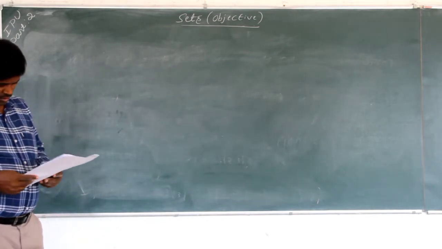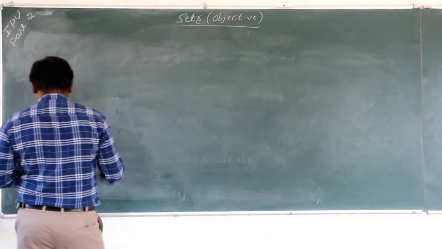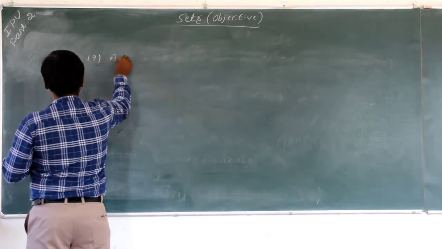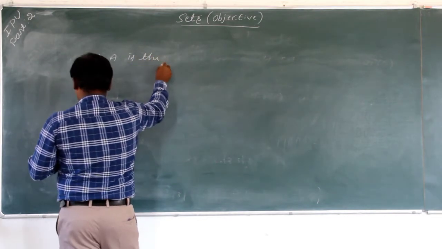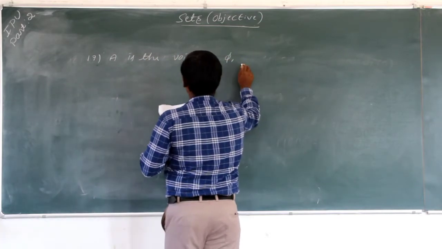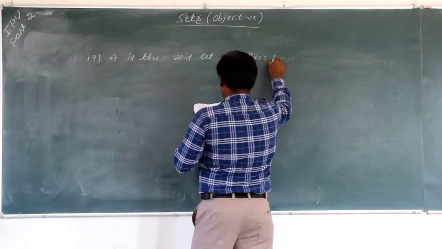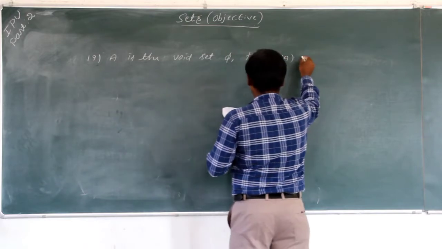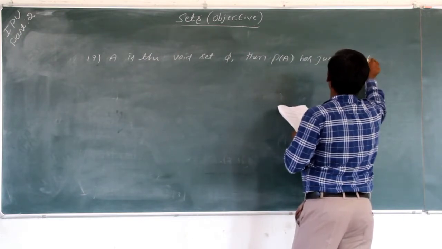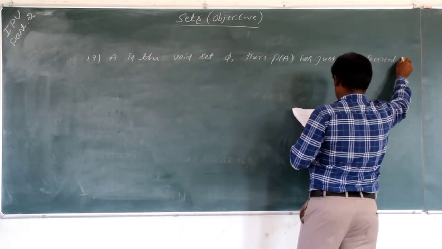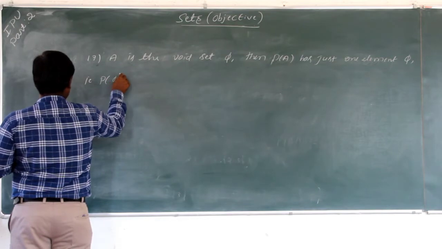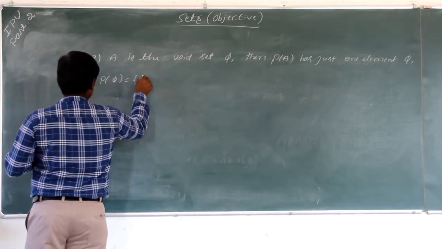So next question, question number 17. If A is the empty set, so that is phi, then P of A has just one element, phi. So P of phi is equal to the null set itself.